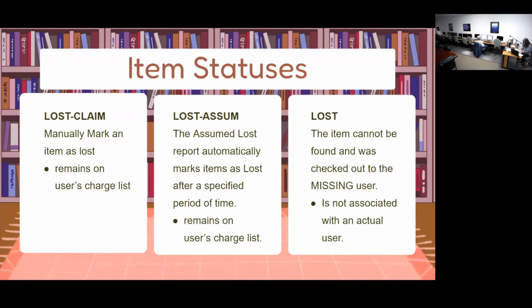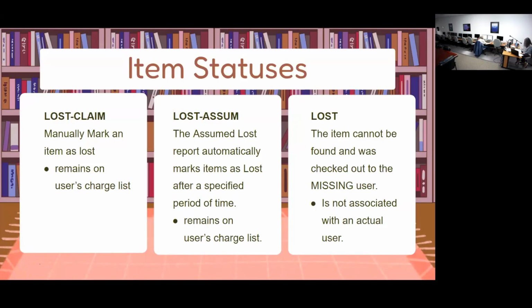And it can be set up to run periodically and mark items as assumed lost after a certain number of days the item is overdue. The item remains charged to the user, and the item's location is changed to lost assumed. And if you want to know how to mark an item as lost if the item is charged to missing, I have those steps down in the speaker notes. I was going to demo it, but I don't think we'll have the time. We only have 10 minutes.